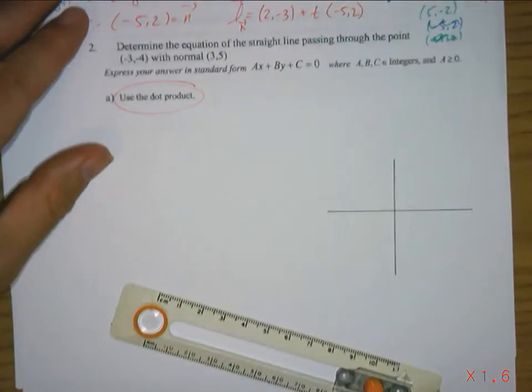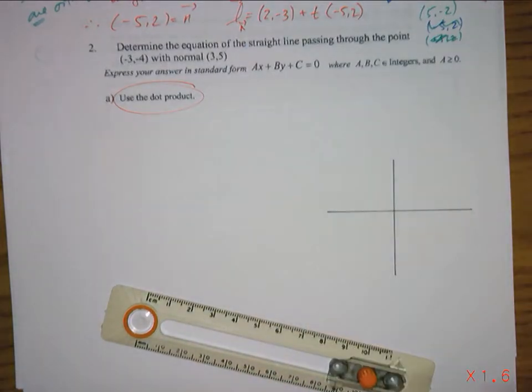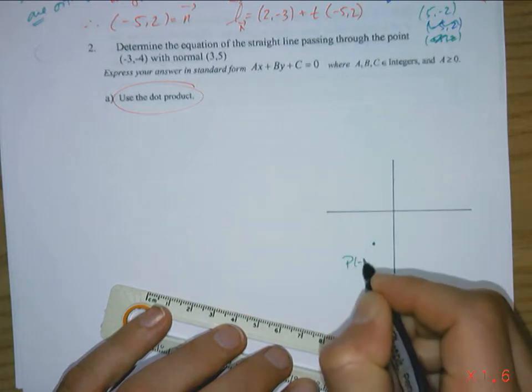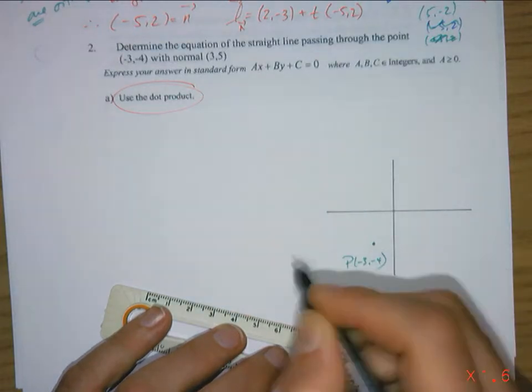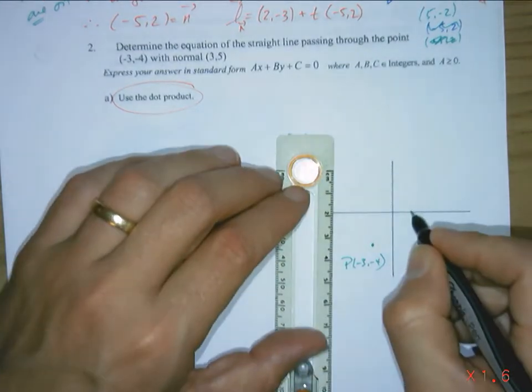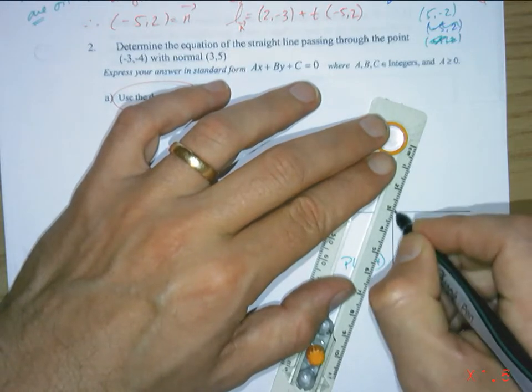And we're going to start thinking about the question. The question says, determine the equation of a straight line passing through the point -3, -4. So we'll make that -3, -4. That's your point. And it's going to have a direction vector that's going through 3, 5. So let's pretend that that's about here.